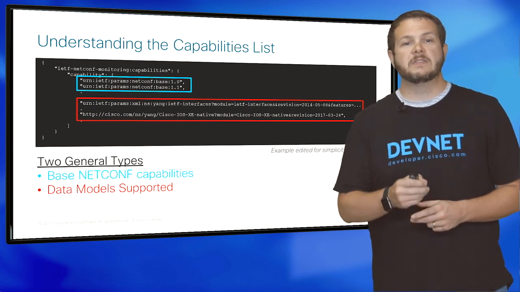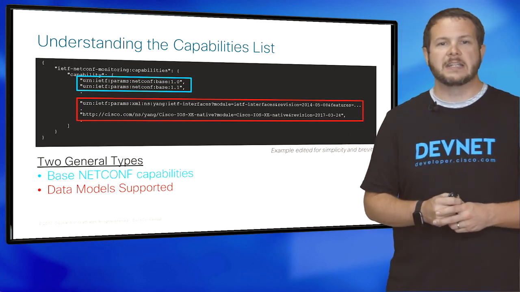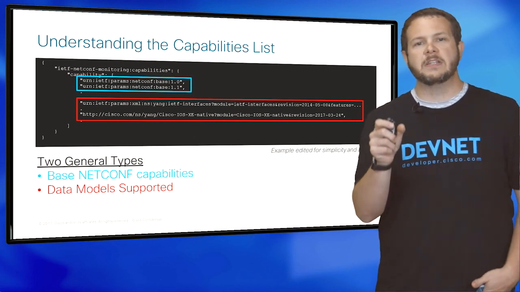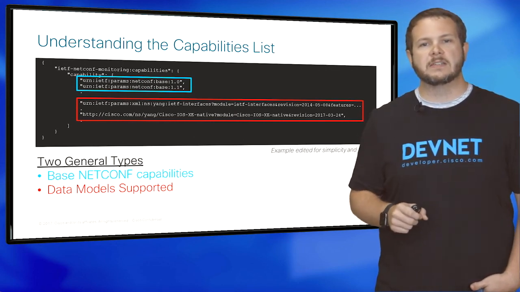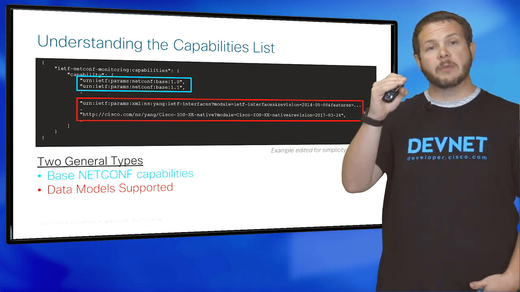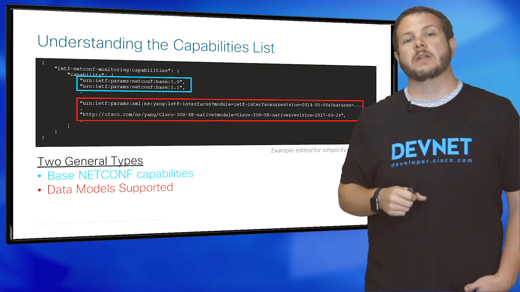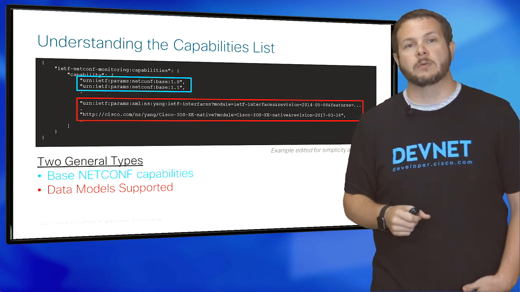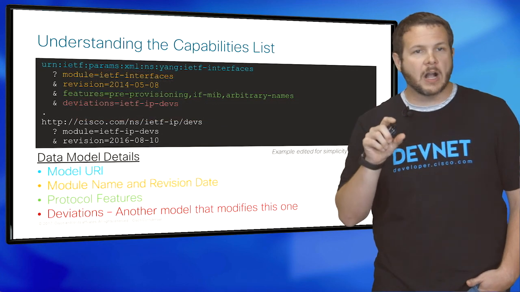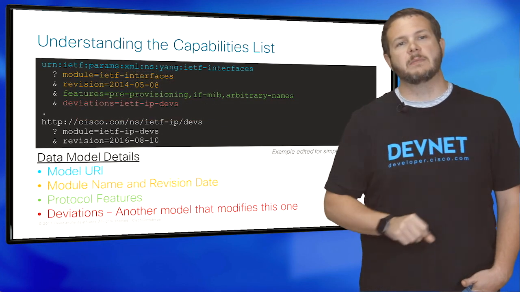And then we see the list of data models that are supported, and I've edited it down here so that we can fit it onto the slide. We can see that IETF interfaces, as well as IOS XE native data models, are supported. Inside of that capabilities list, we'll see all of the standard as well as the vendor-specific data models supported, returned from that RESTconf call.